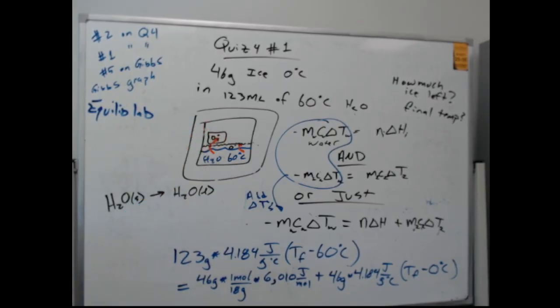We could make this problem more complicated. We could have the ice be cold. And so you have to warm up the ice to 0 before it melts. And then you would have another m C delta T for the solid ice. But we skipped that. We said the ice is already about to melt.